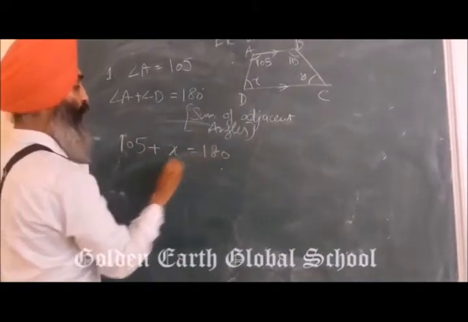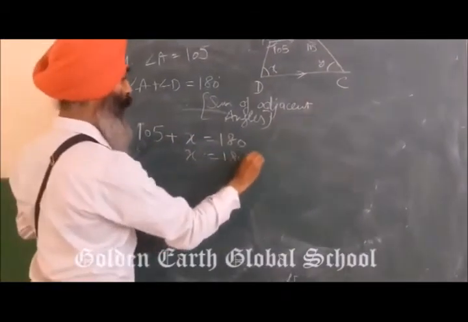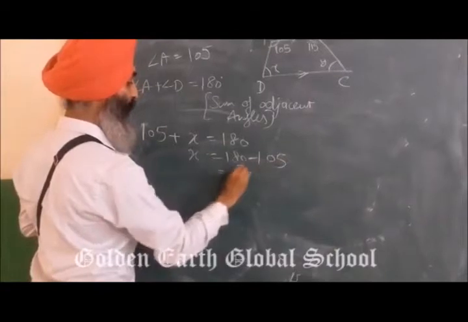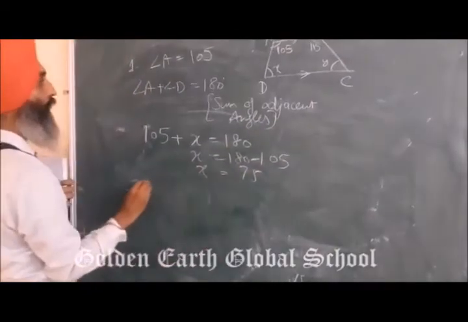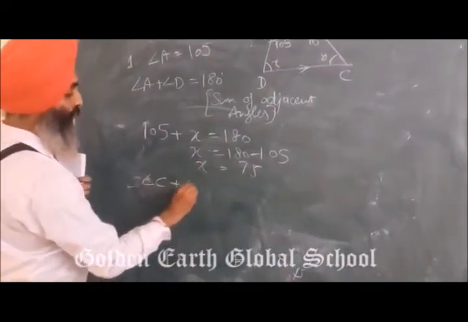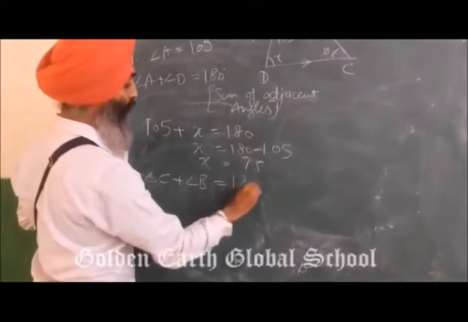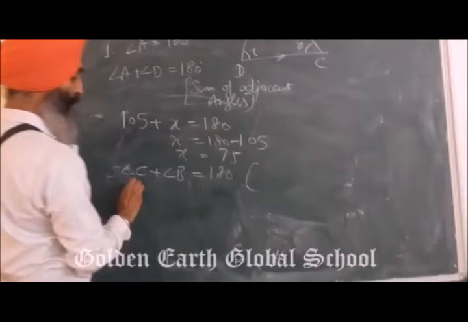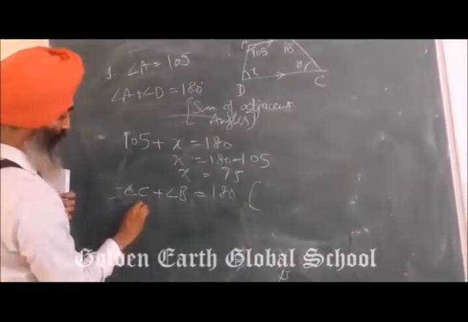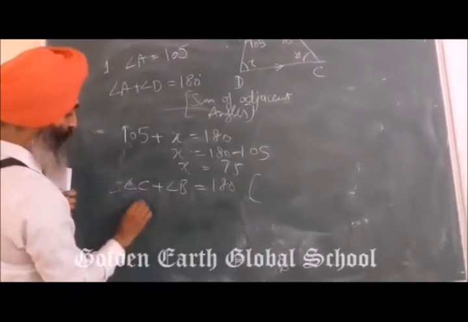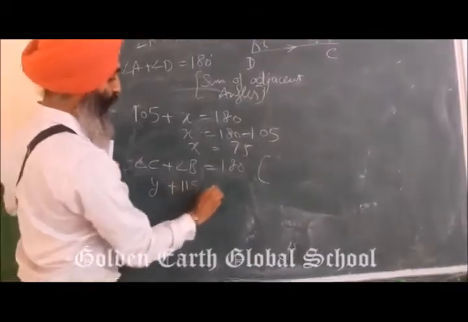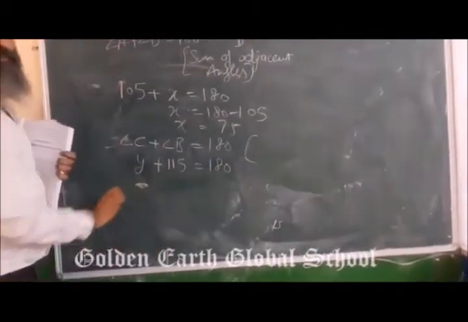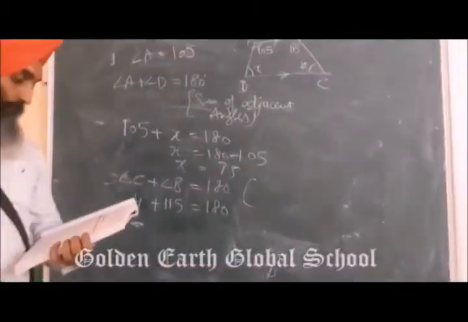So you can find the value of x by subtracting it from 180. And similarly you can find the value of y. Angle C plus angle B is equal to 180. Same property, sum of adjacent angles, and find the angle y. Sorry, this is y and this is 115. Similarly find the value of y in the first part.